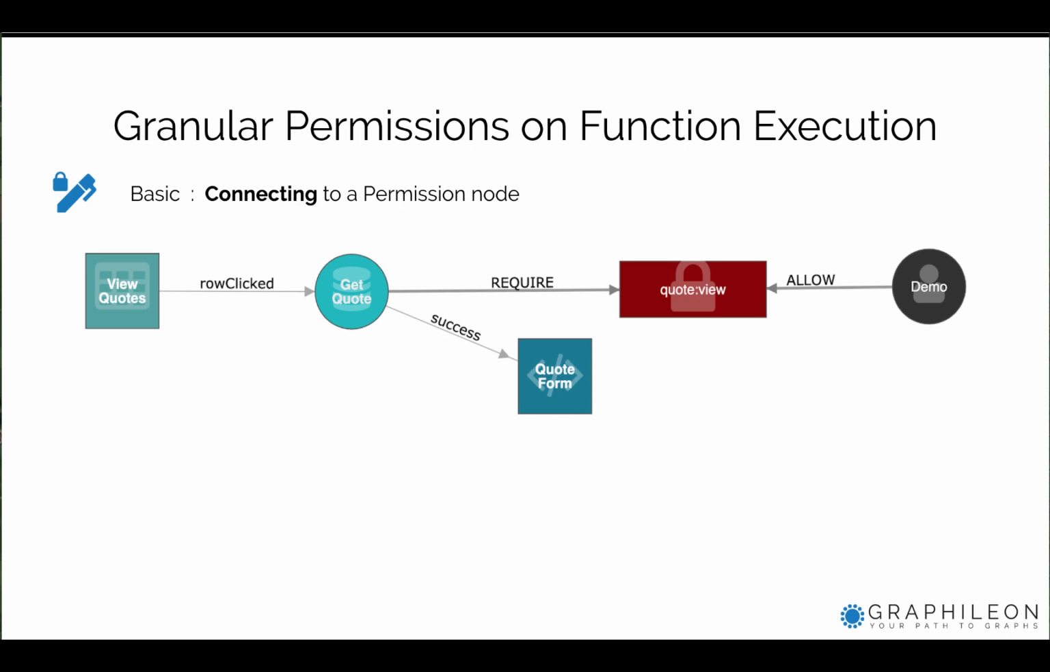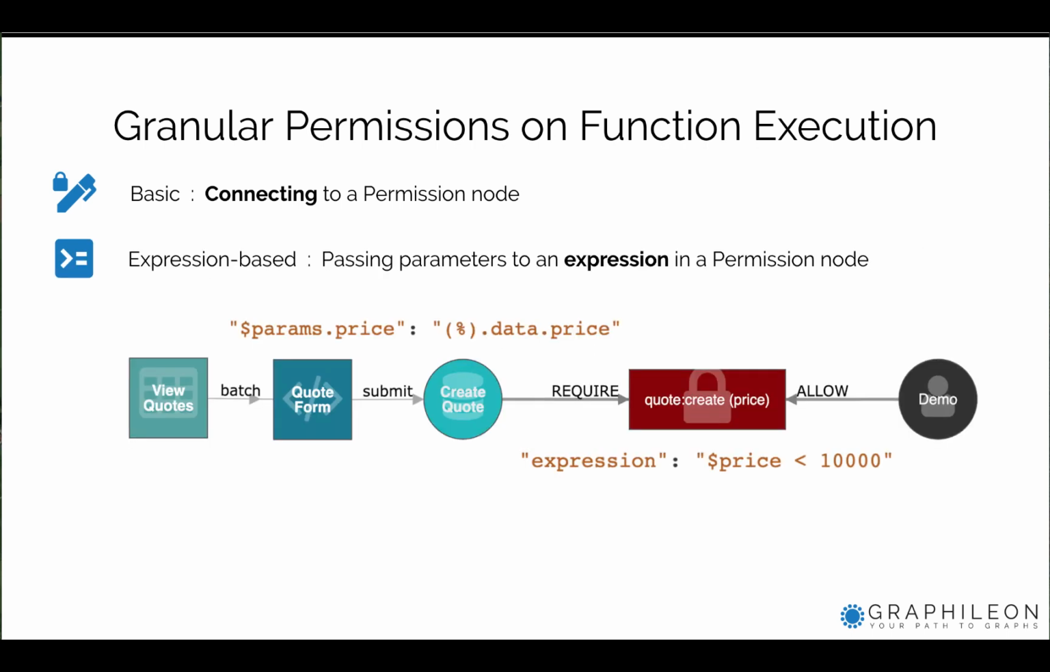Another way of using granular permissions is based on expressions. In this case, the expression is evaluated and it determines whether the permission is granted or not. In this specific example, the user uses a quote form. On that quote form there will be a field price. The form is submitted and the price parameter is passed through the submit trigger to the create quote query. If the price is less than 10,000, the permission will be granted. Otherwise, the create quote query will not be executed.